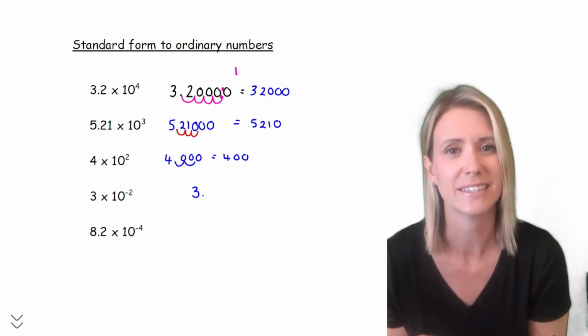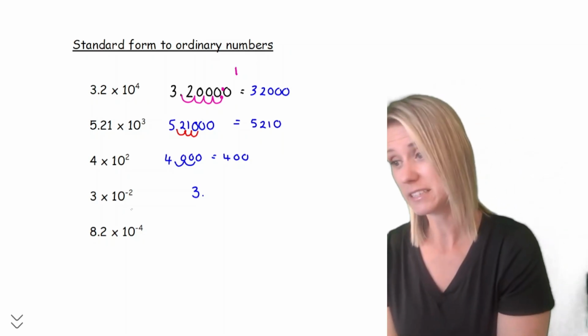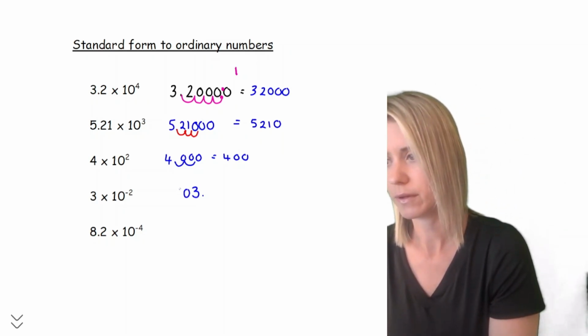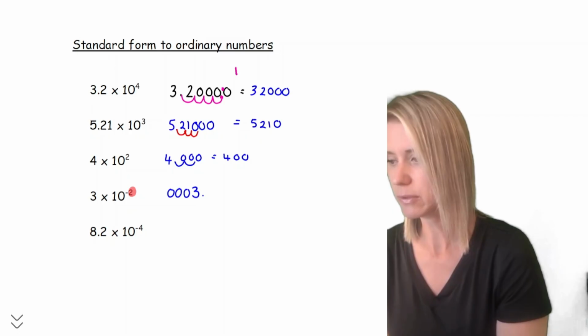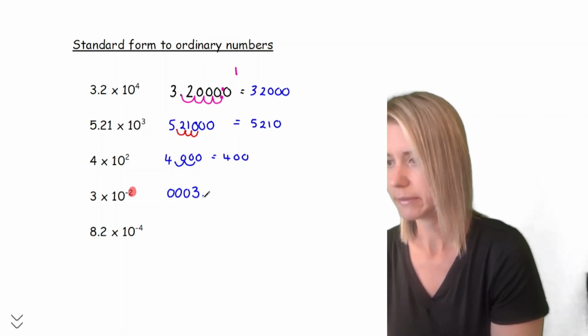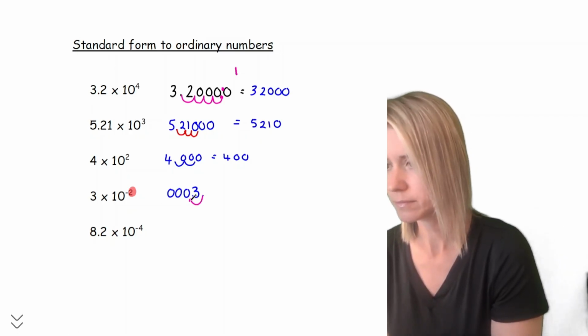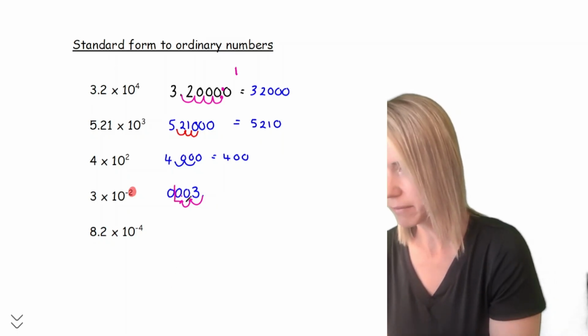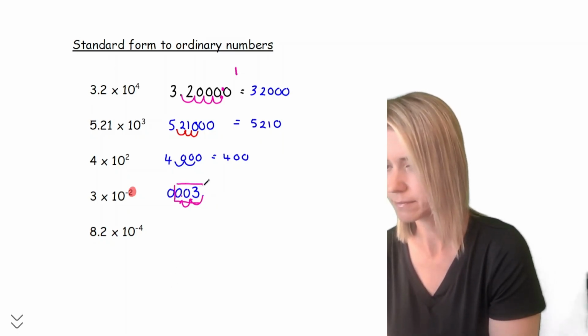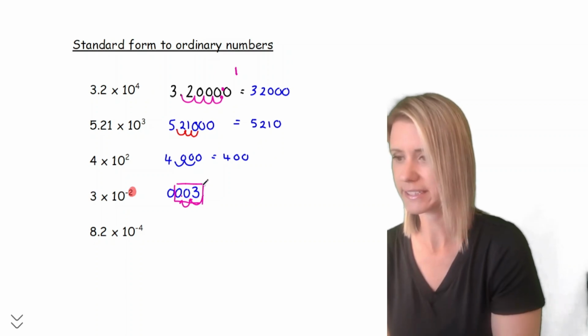We're dividing, so we need to put zeros before that number because it's going to be getting smaller. Now 2 place values smaller, so it's going to be 1, 2. My decimal point is now there. So my number, look, is this: 0.03.